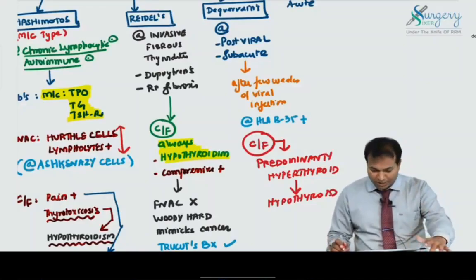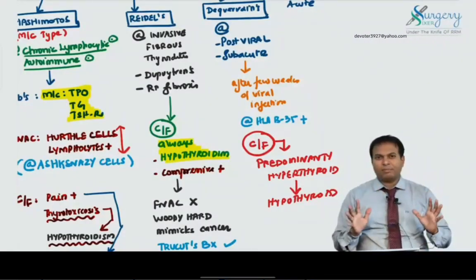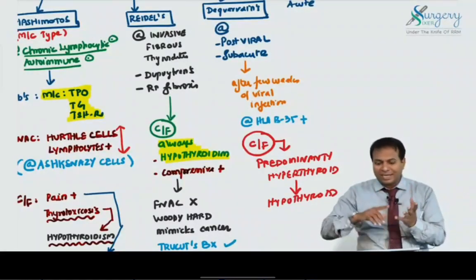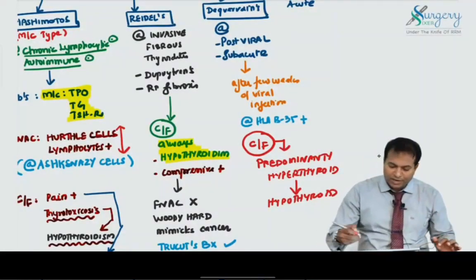Now comes the typical clinical question. A 25-year-old female is coming to you with toxic features. There are tremors, eye signs, palpitations, everything is seen. And you are having a doubt whether it is Graves' disease or de Quervain's. How to differentiate?